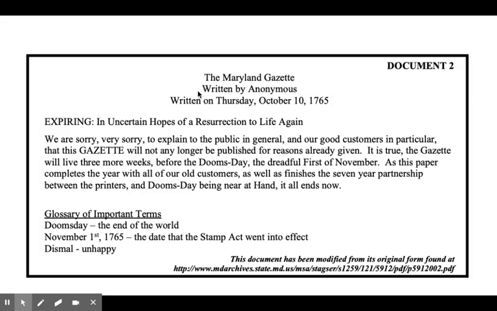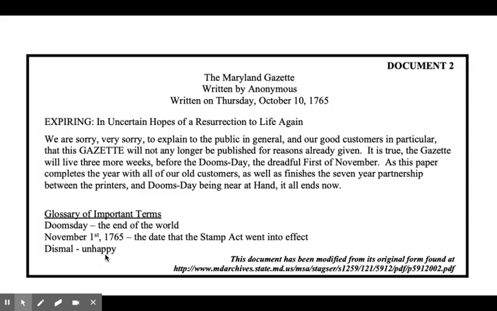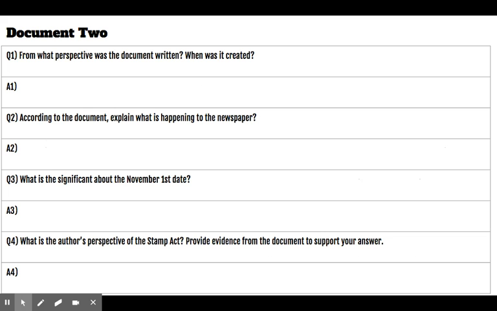The second one is from the Maryland Gazette. That's a newspaper written by anonymous. That means we don't know who it is. It was written on Thursday, October 10th, 1765. And down here you have another glossary, Doomsday, the end of the world, November 1st, 1765. That's the date the Stamp Act went into effect. And dismal means unhappy. Many of you were probably dismal yesterday when you found out you didn't have a snow day. There are the questions that go with it.